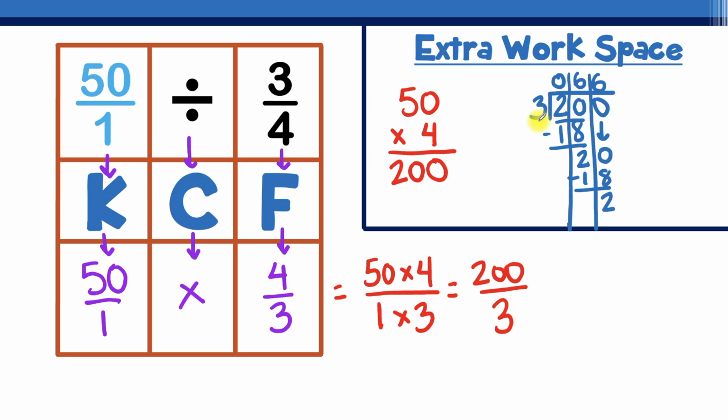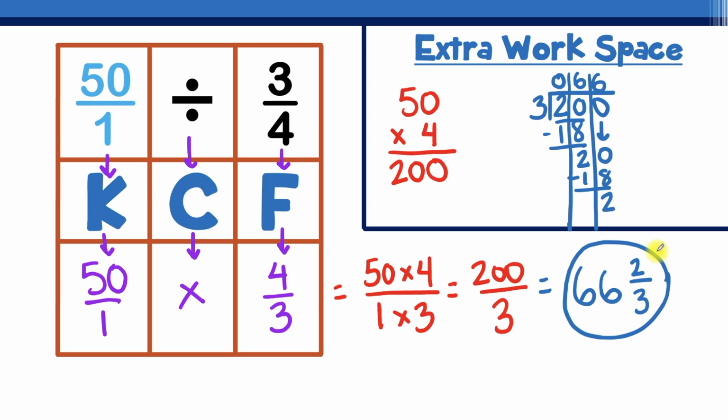Well, how many times can 3 go into 200? We found out that that can happen 66 times. So that is the whole number in our mixed number. So we'll write 66 nice and big. And then the remainder is going to be the numerator in our mixed number. So we'll put 2 up top. And then our denominator will stay the same. So our final answer is 66 2/3.